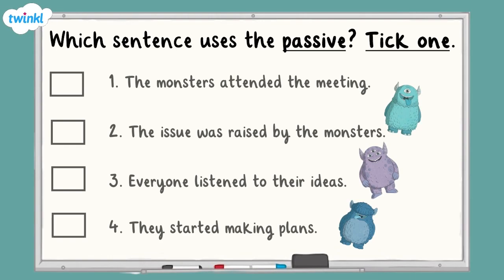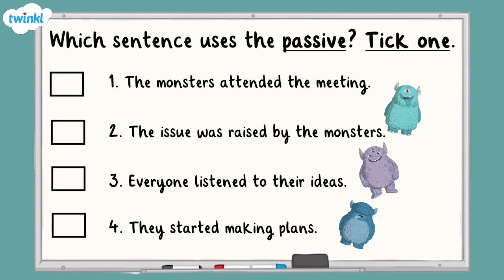For our first question, you're being asked to tick the sentence that's written in the passive. Remember, in a passive sentence, the verb is happening to the subject. Let's take a look at the sentences. Sentence 1 says, the monsters attended the meeting. Sentence 2 says, the issue was raised by the monsters.